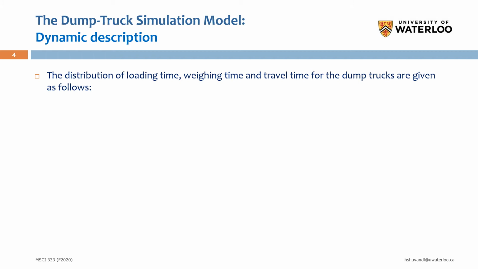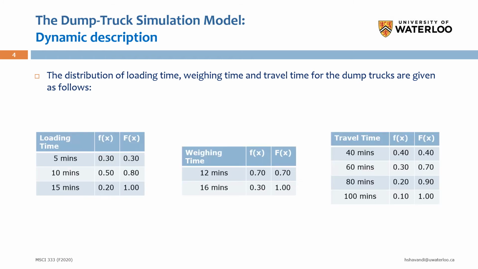At first, we need to obtain how we are going to estimate the duration time for the activities. So here we have 3 activities: loading time, weighing time, and travel time. We assume that based on historical data, we can obtain the distributions for these 3 activities.